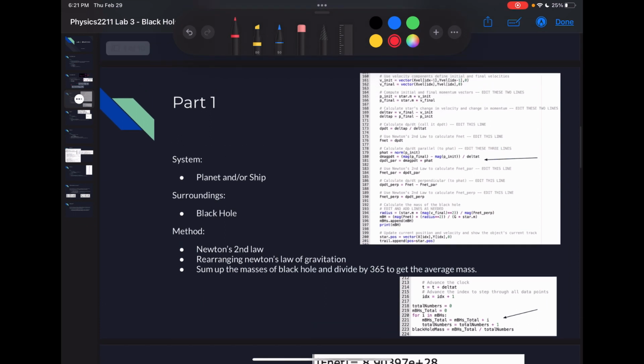So this is part 1. The system is the planet and/or the ship, which can include either one or both, and the surroundings is the black hole. The way I did this is through Newton's second law, and you can see that here, dp dt perp, right. Basically, you break it up into parts, use Newton's second law, and rearrange the law of gravitation. Lastly, we summed up the masses of the black hole and divided by 365 to get the average mass. That was done in this loop right here.